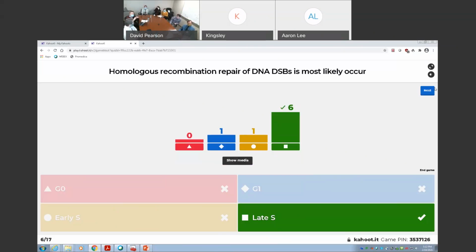Right, I was looking for G2. S or G2 would both be acceptable answers, but we didn't have a G2.